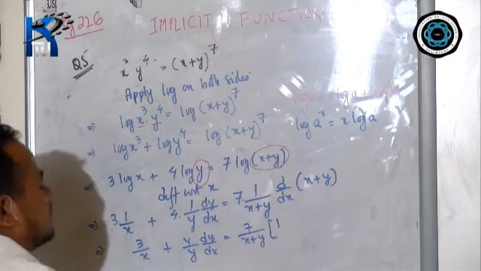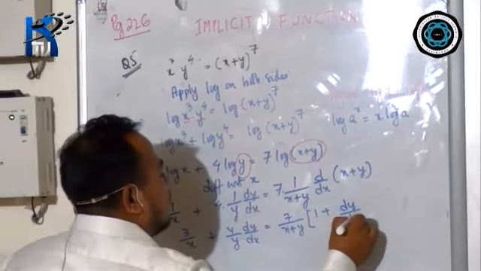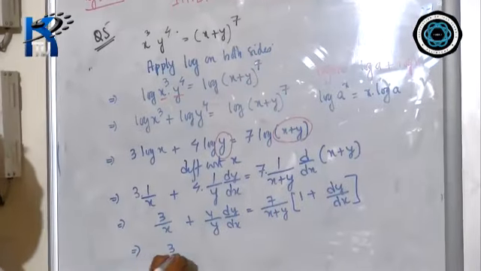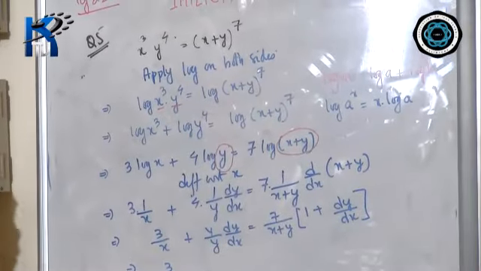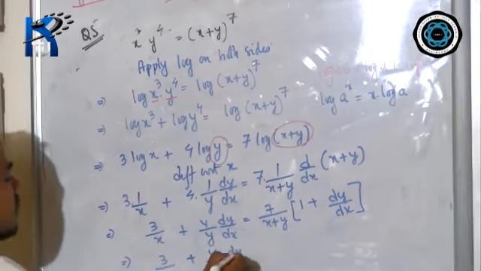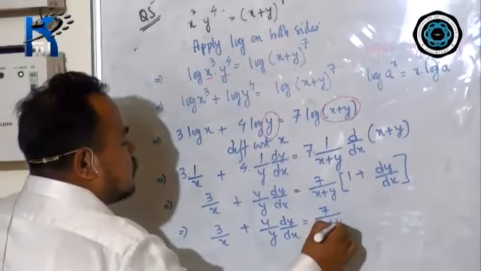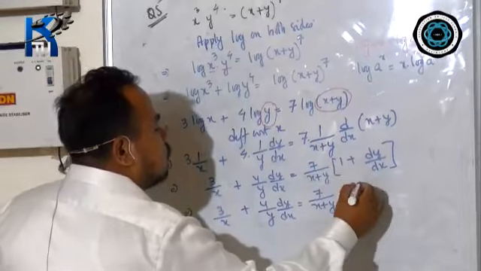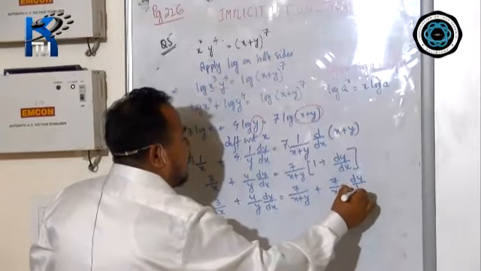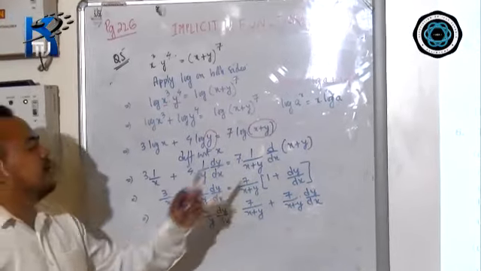Can you help me? What's the differentiation of x? x is 1 plus the differentiation of y, which is dy by dx. Now when you open the bracket, what is it that you are going to get? 3 by x plus 4 by y dy by dx equal to 7 divided by (x plus y) plus 7 divided by (x plus y) into dy by dx. So I've just opened the bracket.